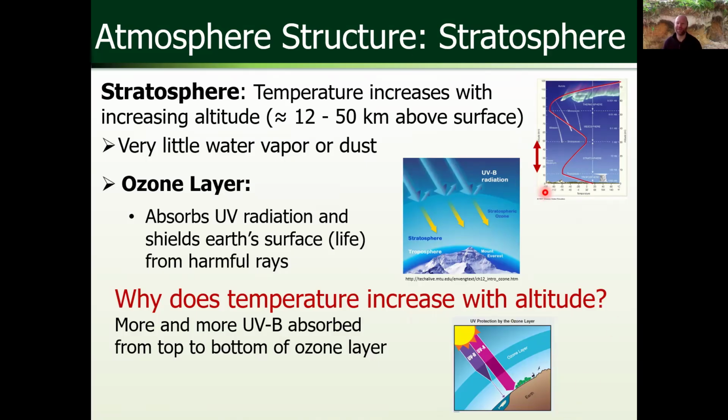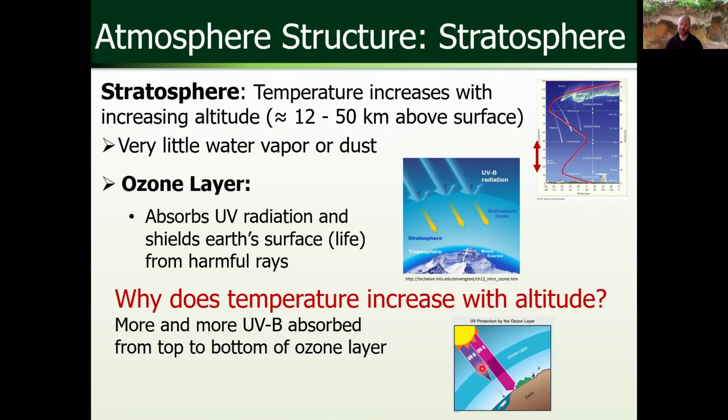The stratosphere is where temperature is increasing with increasing altitude. But why does it do that? Well, it has a lot to do with our ozone layer. The unique composition of our stratosphere is that it contains a tremendous amount of ozone. However, it contains very little water vapor or dust, especially when compared to the troposphere. That ozone, remember, is a greenhouse gas capable of absorbing shortwave radiation. And in fact, it absorbs a tremendous amount of UVB radiation, a portion of the UV spectrum.